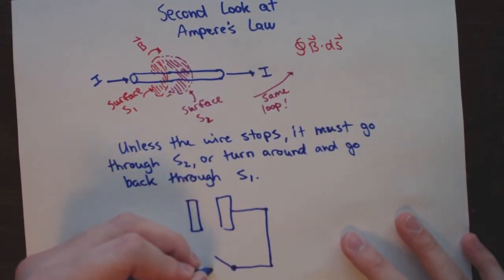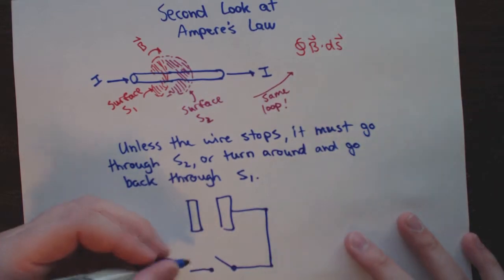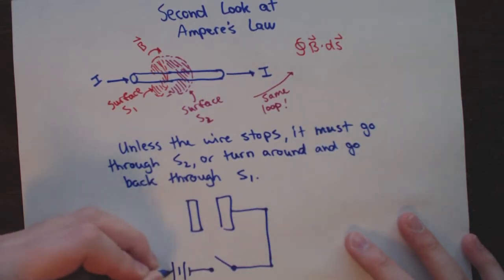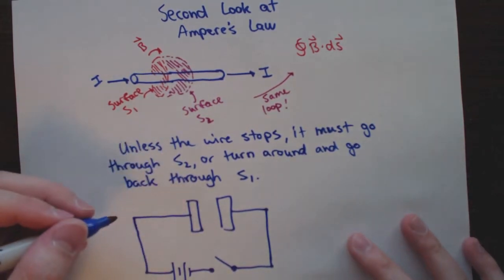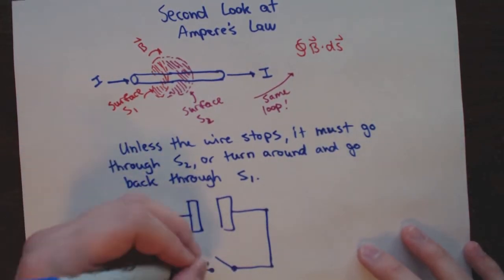And so you still have the correct Ampere's law. No current going through either surface means no magnetic field through either surface. Well, let's look at a situation then where the wire does stop.